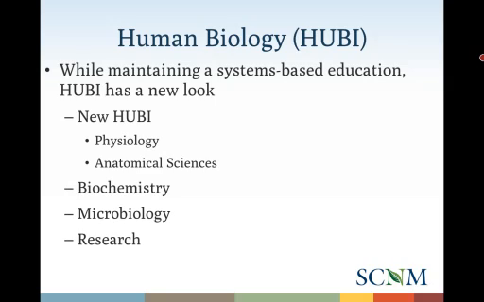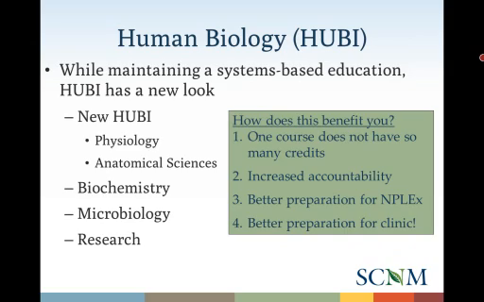So a major change specifically affecting the new class coming in the fall is that our human biology has a new look. In the current curriculum, human biology is a very large class. In it are the anatomical sciences, physiology, biochemistry, microbiology, and research. What we've done is pull out the microbiology, biochemistry, and research, leaving the physiology and the anatomical sciences, with the goal of, number one, not having such a large course with so many credits, but increasing accountability for the course content. This, we are convinced, will better prepare you for the NPLEX exams, as well as for the clinical setting.